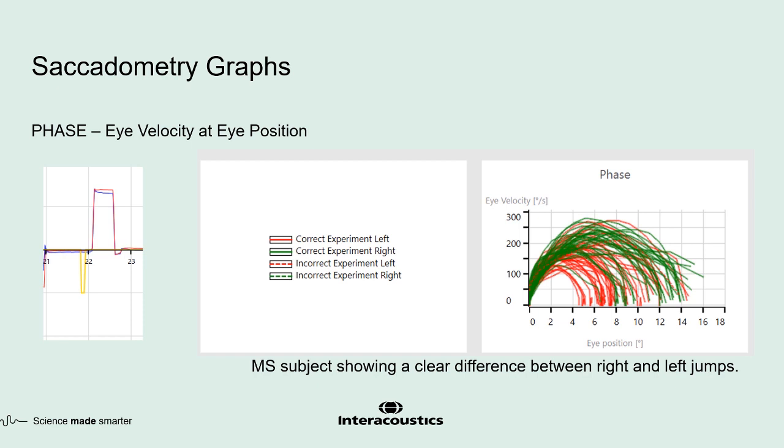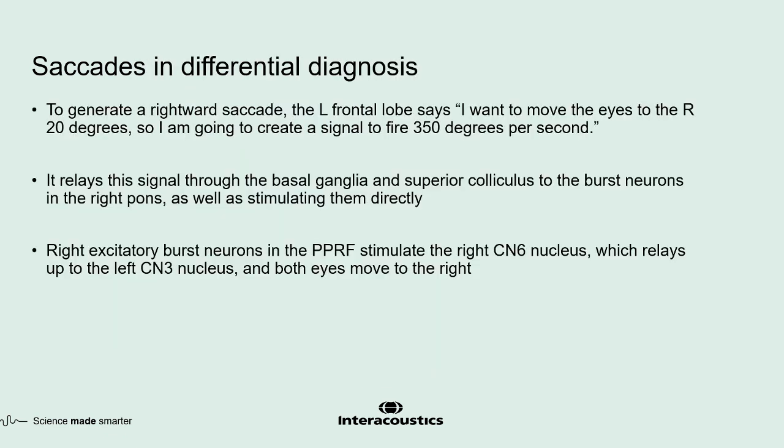Now, that's basically the machinery. Now we're going to start talking about how you can use this clinically to assess lesion localization and in rehab. So to generate a leftward saccade, the right frontal lobe is going to say, I want to move the eyes to the left 20 degrees arbitrarily. So I'm going to generate a signal of, say, 350 degrees per second. I'm going to generate a pulse that says move the eyes 350 degrees a second.